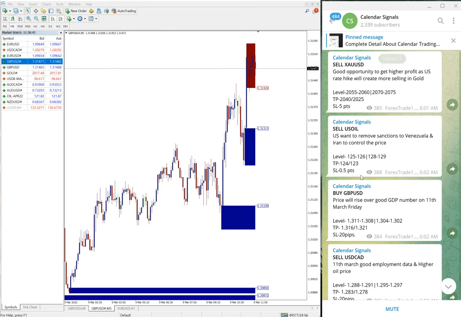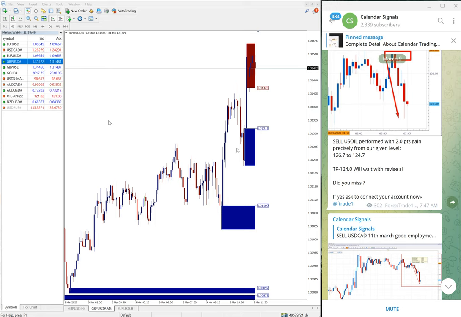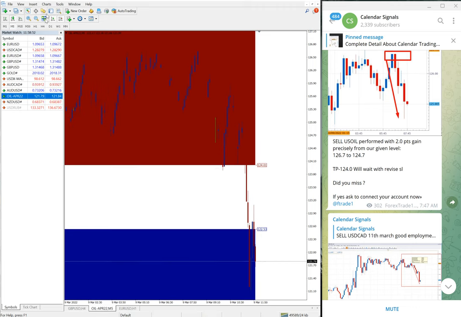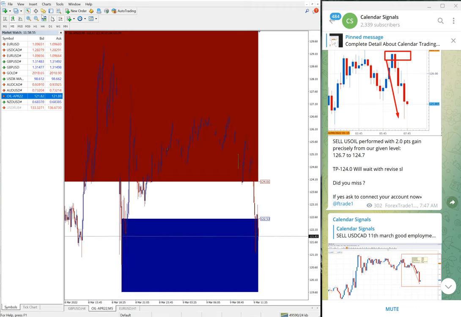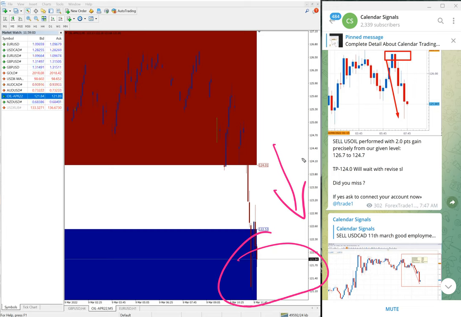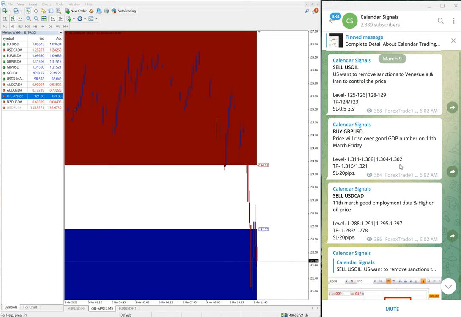Then the next signal is sell USOIL, and USOIL also performed well. Here is the USOIL chart. You can see it's a clear downtrend, and currently trading at this area, clear downtrend on USOIL as well. And USOIL made about 5 points gain on US oil as well, and still in the downtrend. Our target also reached on US oil again.